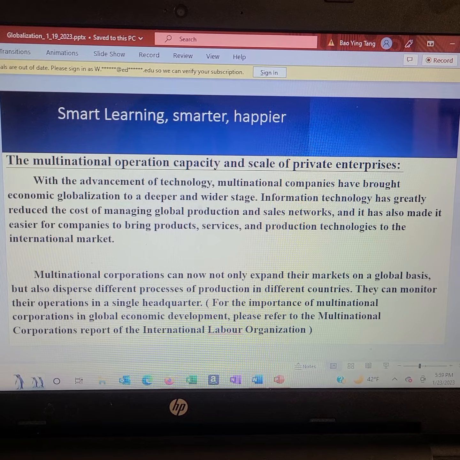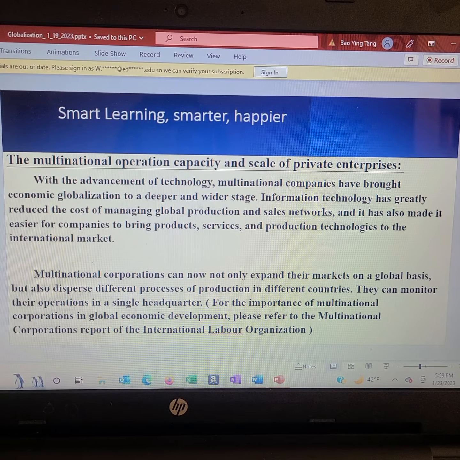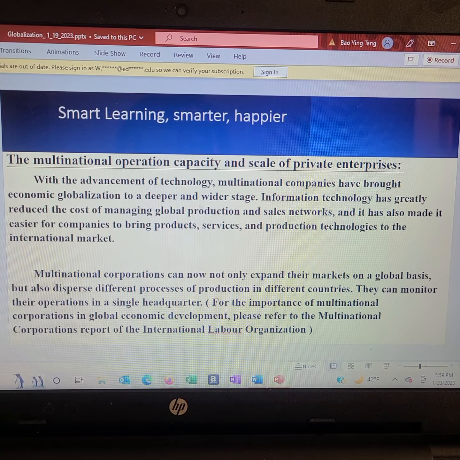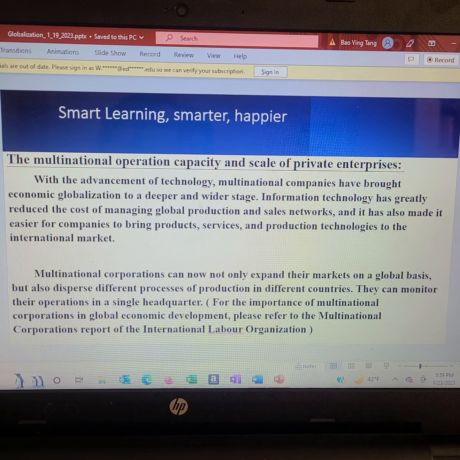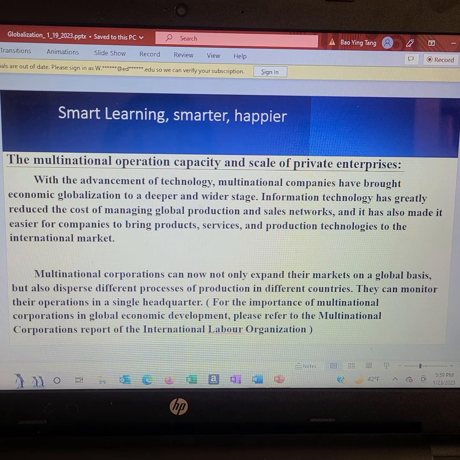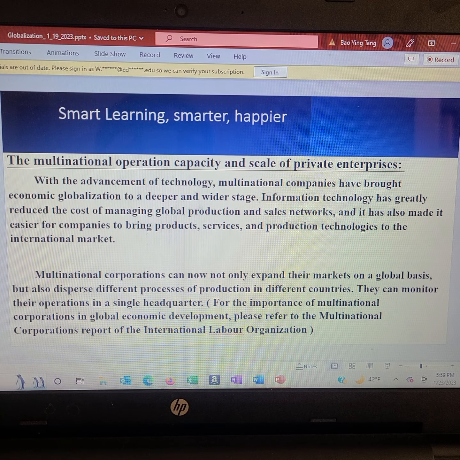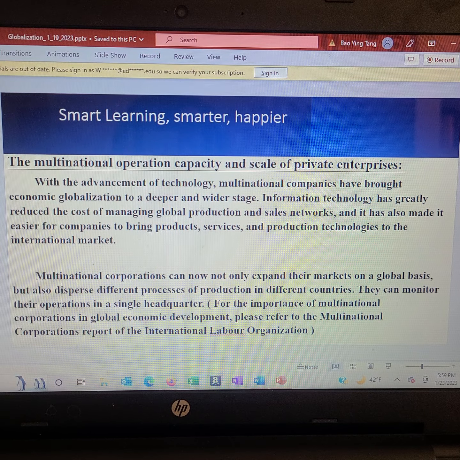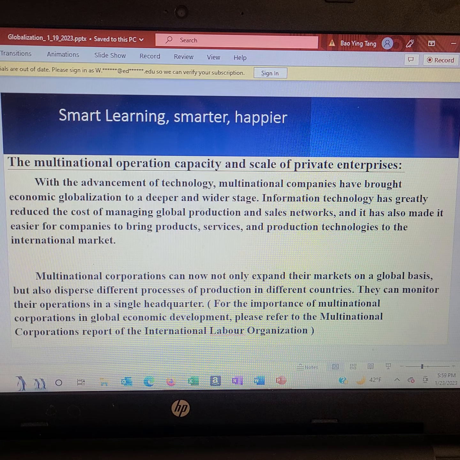Last but not least is the multinational operation capacity and scale of private enterprise. With the advancement of technology, multinational companies have brought economic globalization to a deeper and wider stage. Information technology has greatly reduced the cost of managing global production and sales networks, and it has also made it easier for companies to bring products, services, and production technologies to the international market.